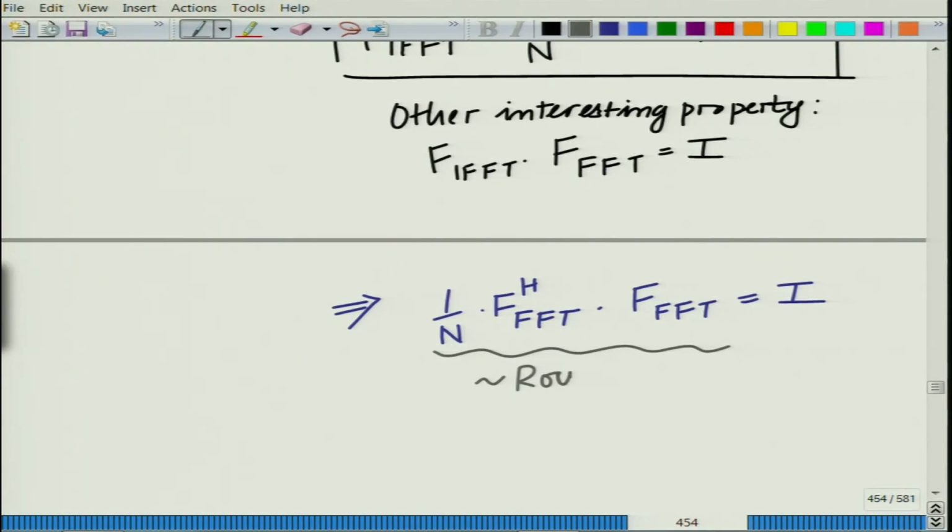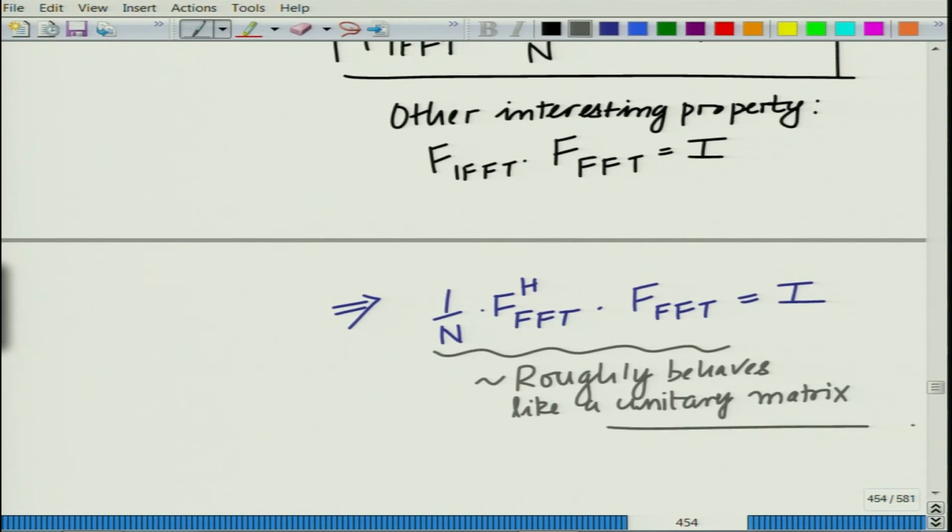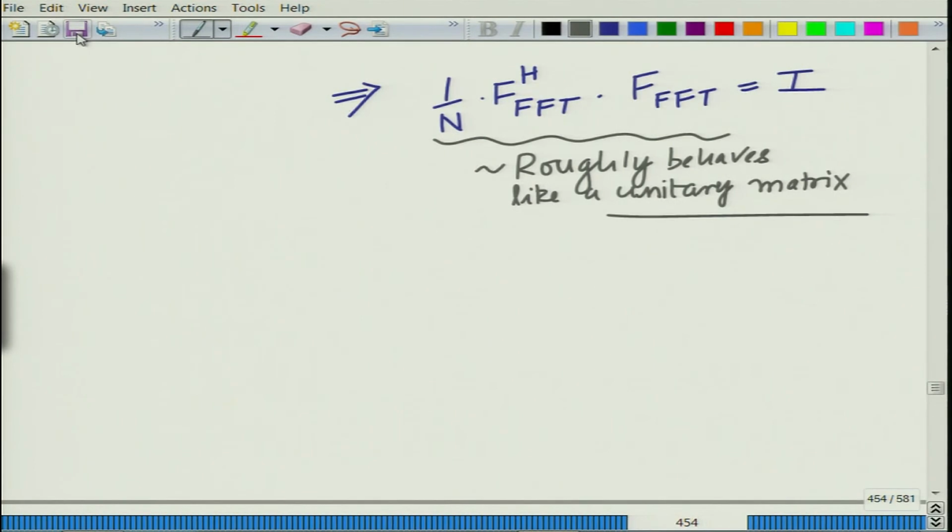Okay. So, this roughly behaves like a unitary matrix, alright. So, that is an interesting property. Let us look at the IFFT matrix.